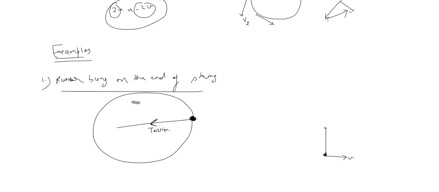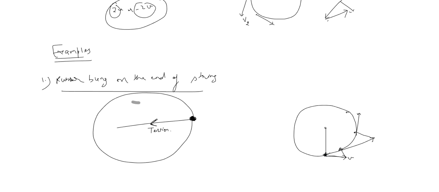But initially you have given it tangentially, and as soon as tension starts acting, what will happen? The particle will try to move in a straight direction, but the tension in the string will bring it toward the center. From here, the particle will again try to move in a straight path, but tension will bring it toward the center, and it will continue to move in a circular path.